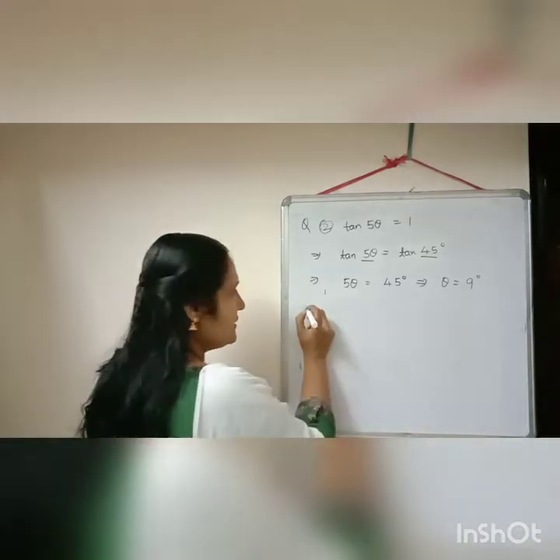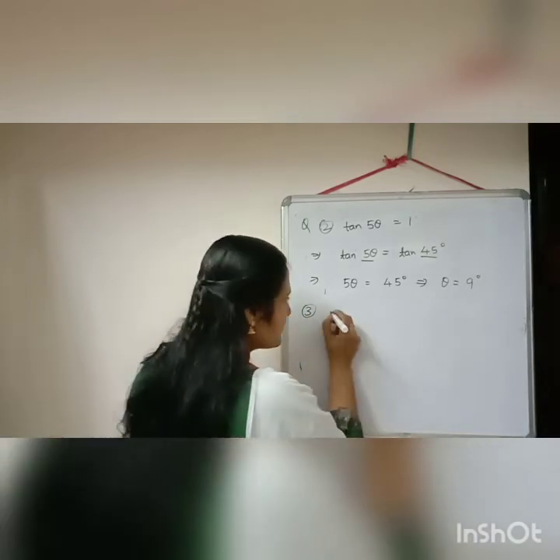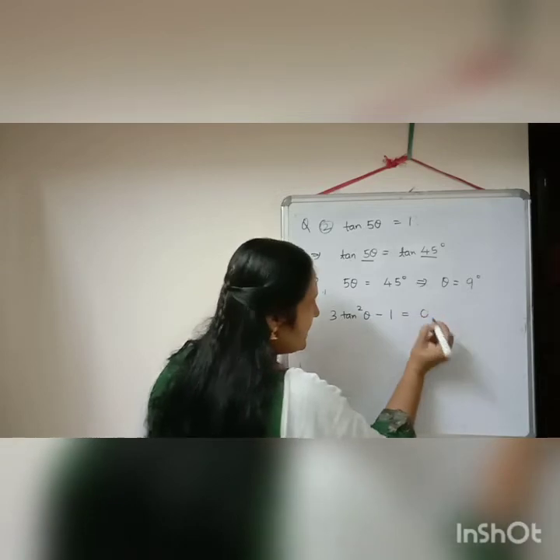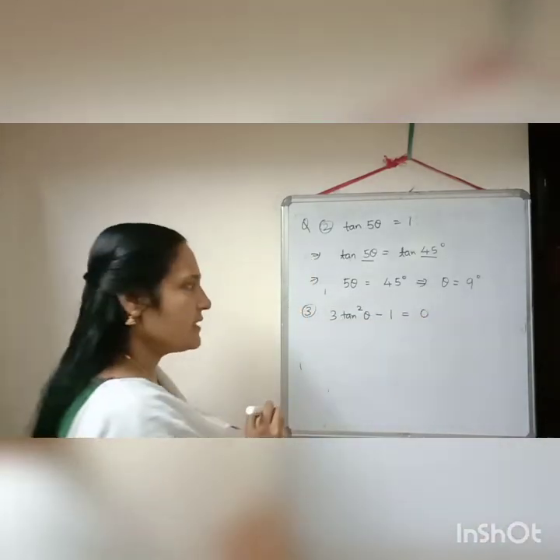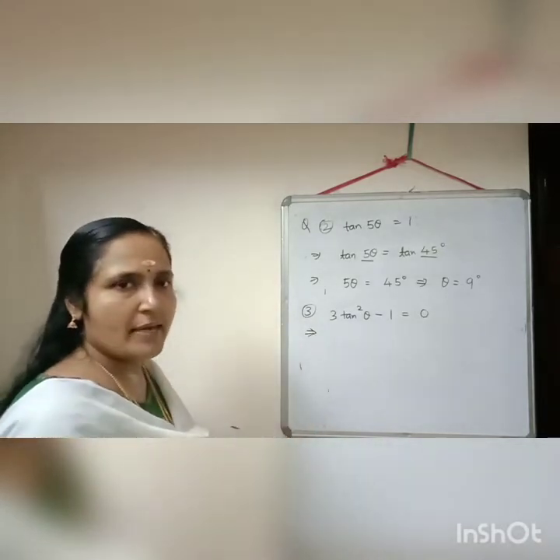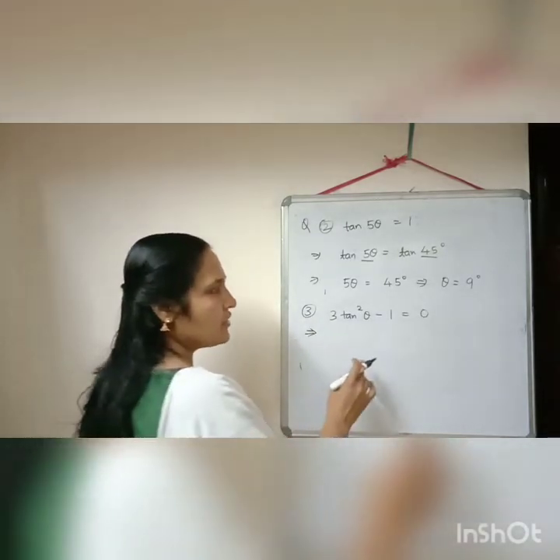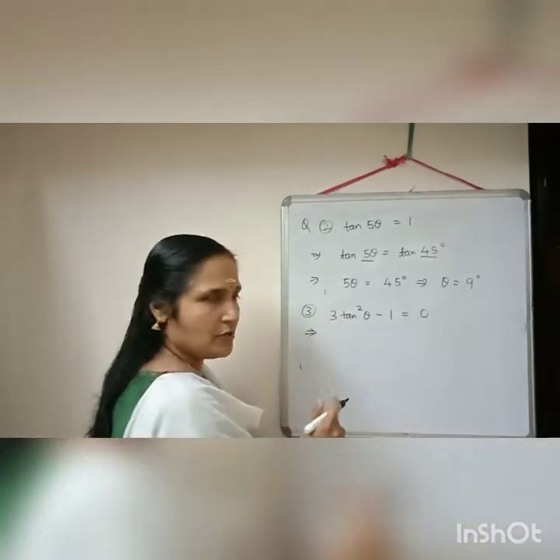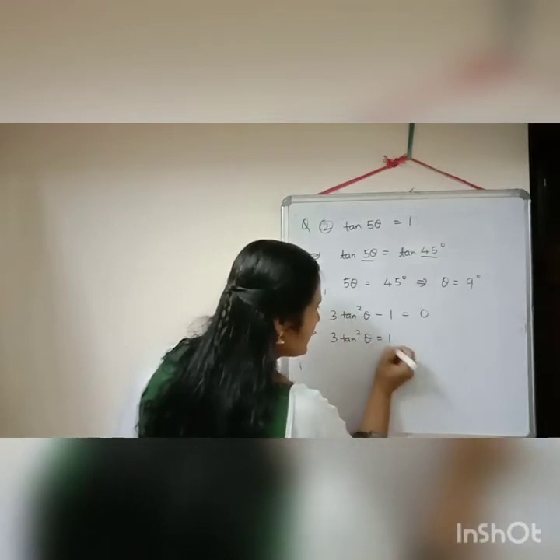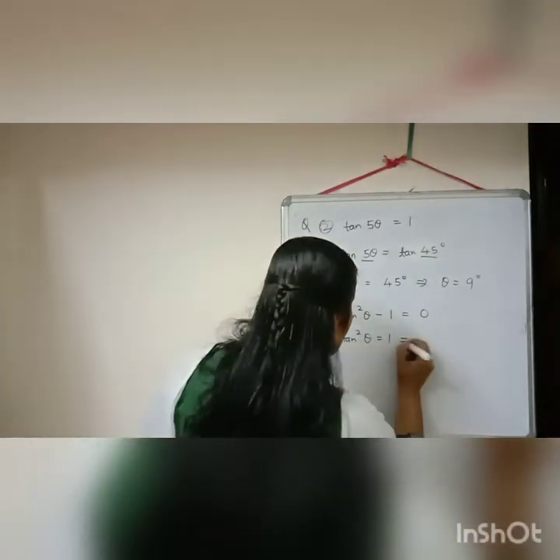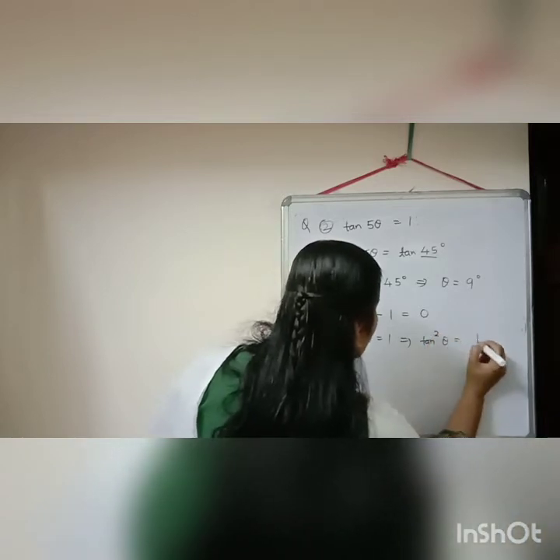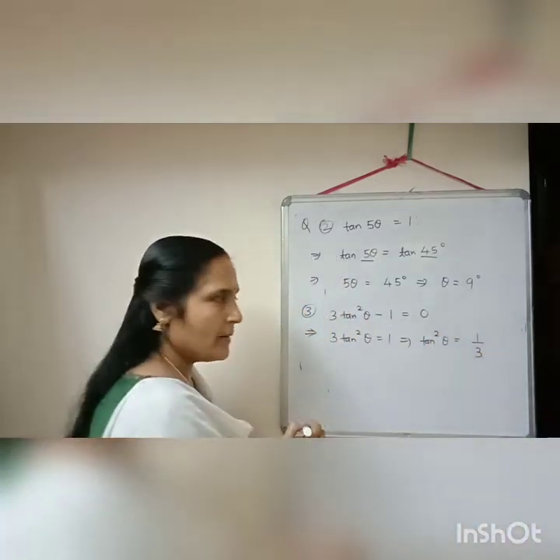Now the third question is 3 tan square theta minus 1 is equal to 0. As we solve a normal algebraic equation, in the same way, first we will shift minus 1 to the right hand side. Then it will come 3 tan square theta is equal to 1. Now we will shift 3 to the right hand side. Then we will get tan square theta is equal to 1 by 3.